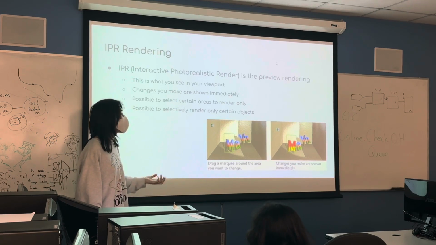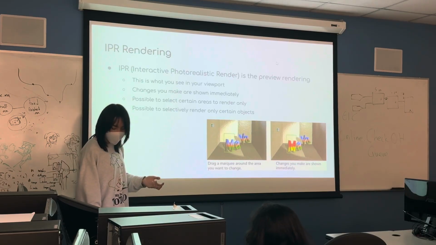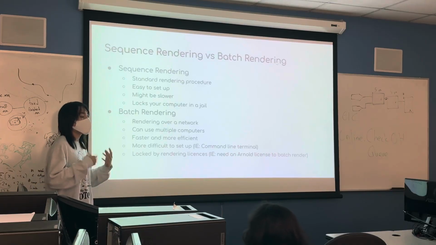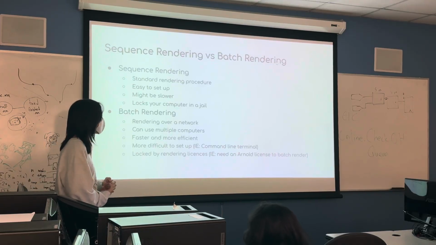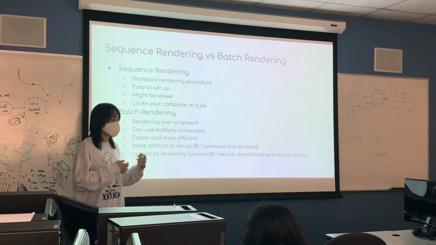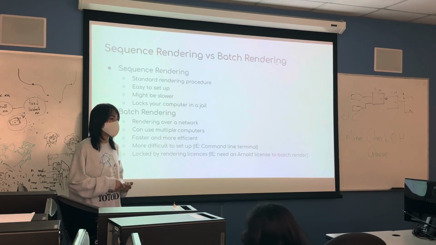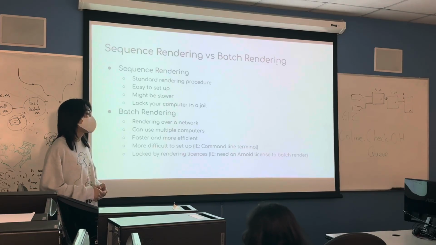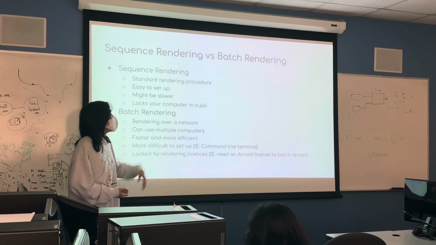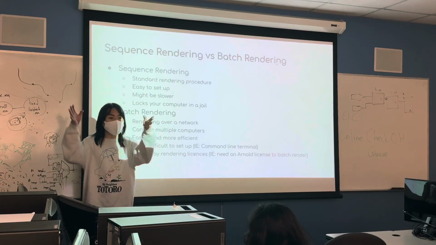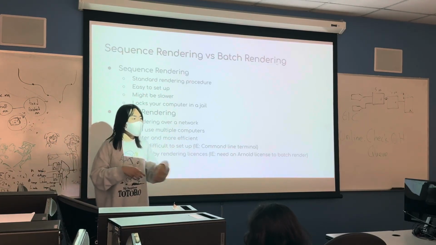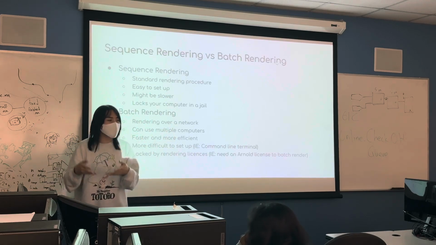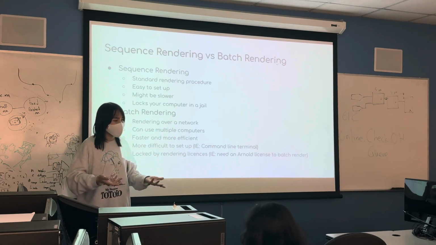But if we want to actually render something out for a final shot, what we're going to be doing is something called sequence rendering or batch rendering. So sequence rendering is the standard rendering procedure. It's what you're probably going to do on your own laptop and your own machines in the future. And it's really, really easy to set up. So essentially what sequence rendering is, like the name implies, you have a bunch of frames in a sequence, and then it renders frame 1, and then frame 2, and then frame 3, and then frame 4, and it goes on until it finishes rendering all your frames.